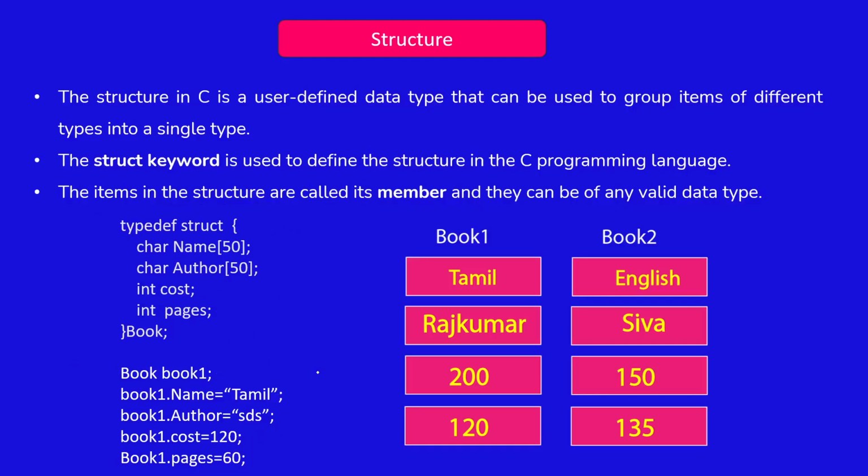Apart from this, you can use structure to return multiple values from a function. We all know that in C programming, we can't return multiple values from a function. If you want to return multiple values, say, for example, here name, author, cost, and pages. If you want to return all these details from your function, then you can't do this in C because C does not return multiple values. Then you can define all these values inside the structure book one, then you can return book one.